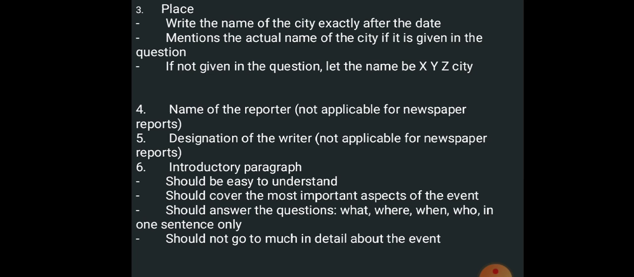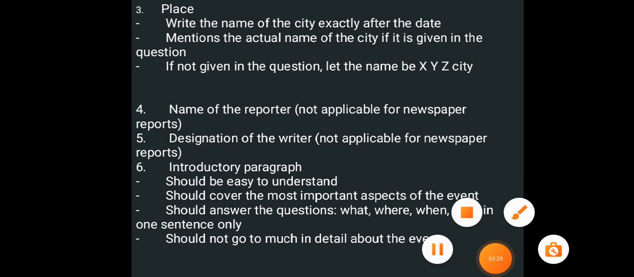And then there should be the introductory part. The main portion is the introductory part. The introductory paragraph should be very easy to understand. It should cover all the most important aspects of the event. The introductory part should have the answers like what was the incident, where the incident took place, when the incident took place, and who were present. All these things should be in one single sentence, and do not elaborate the whole report in 2 to 3 pages.